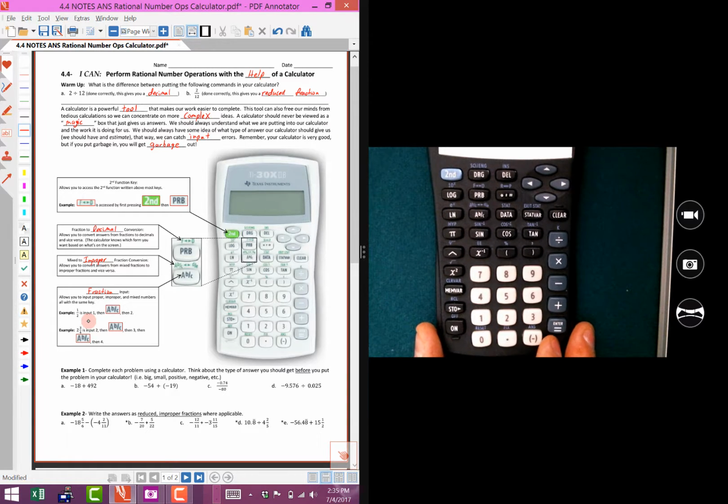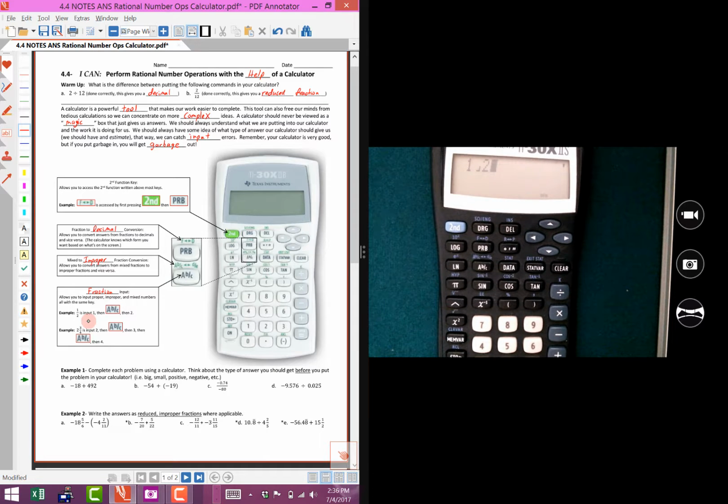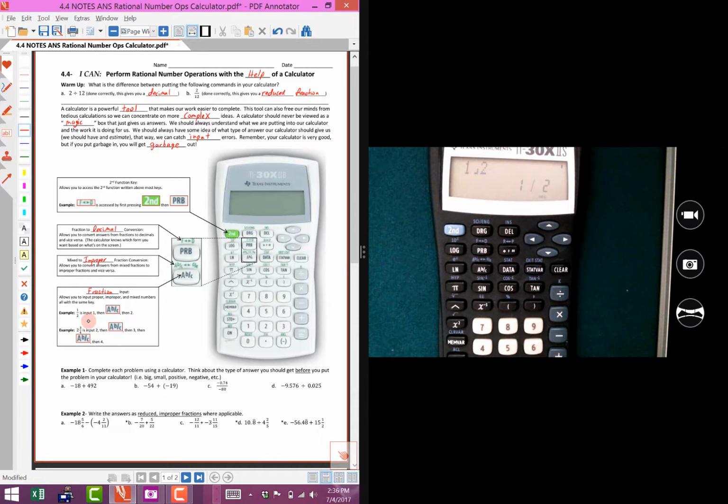I'm going to hit the enter button down here. So when I hit the enter button, watch what happens. It shows me the fraction is 1/2. So I've got the 1 and then the fraction bar and then a half right there. So I'm good to go there. Let's do another one. So I'm going to clear this off.